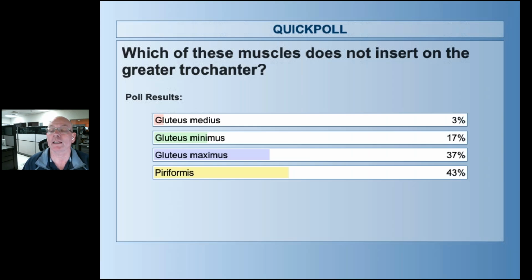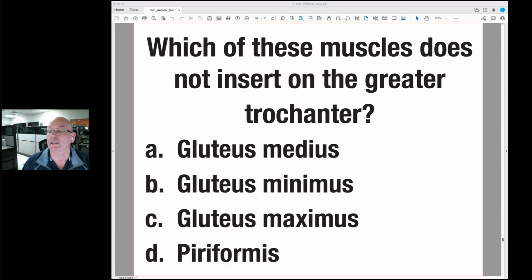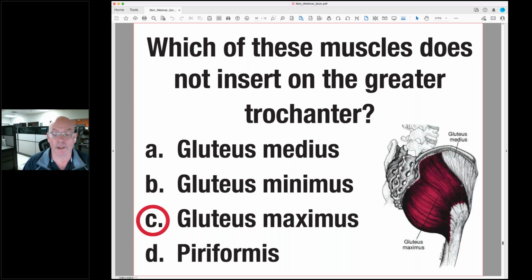So piriformis came out ahead. And guess where piriformis goes to? That's right. It goes to the greater trochanter. It's gluteus maximus. It does not come out to the greater trochanter. Okay? Close to it, but not quite. Piriformis, gluteus medius, gluteus minimus all come to the greater trochanter. So know that. Okay? Interesting.